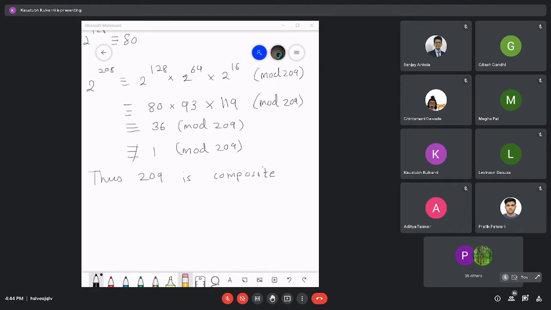So what I was saying was, if Fermat's primality test says that n is composite, then n is definitely composite.